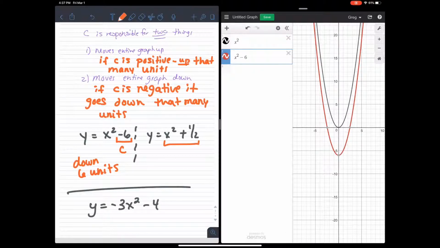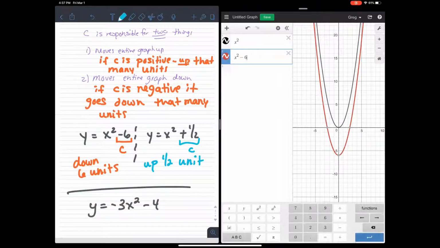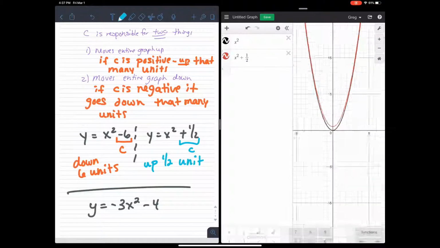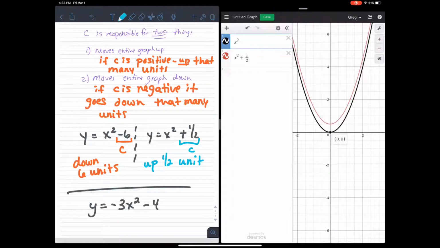If you look at x squared plus 1/2, this value right here is my c value, so it's positive, so my graph is going to move up 1/2 of a unit. And again, that's compared to the parent function. So if I do plus 1/2 and zoom in, I can see that the original parent function had a vertex at 0, 0. Now the point was moved up to 1/2.